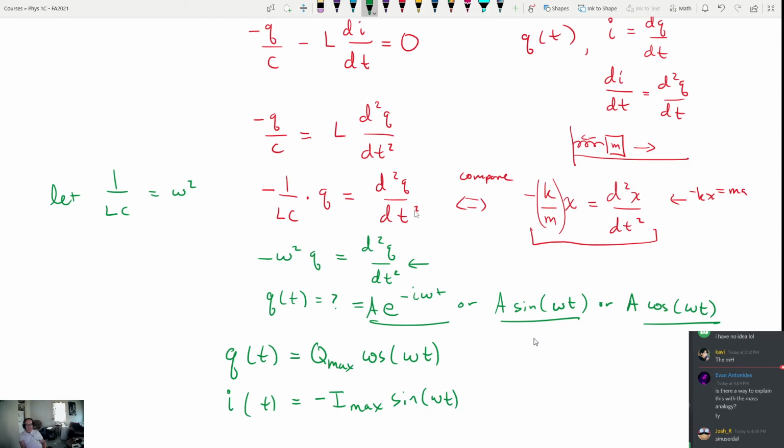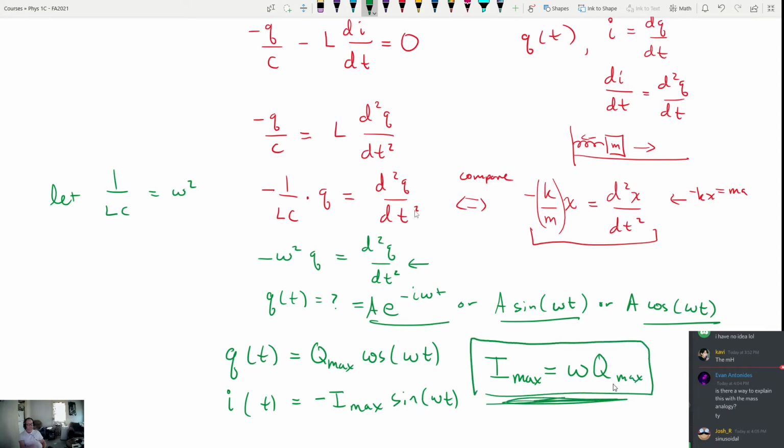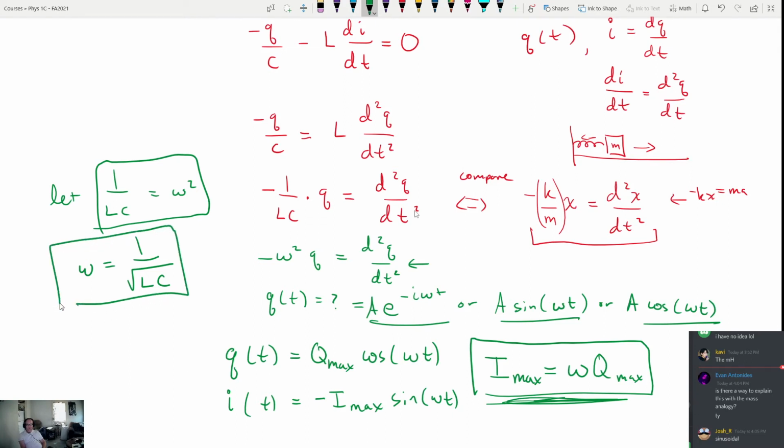And this gives us a simple relationship that we can use, which is that the maximum current in the circuit is going to be equal to omega times q max. You can figure that out if you compare those two equations right there. This is a really helpful thing that you're going to need for some of your homework problems. And this is also very helpful: the frequency is just equal to 1 over the square root of L times C. So we can figure out the rate at which the charges are going to move in the circuit by just taking 1 divided by the square root of the inductance multiplied by the capacitance.